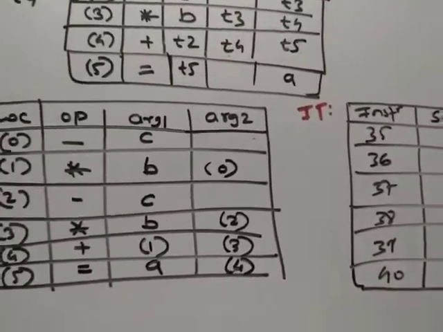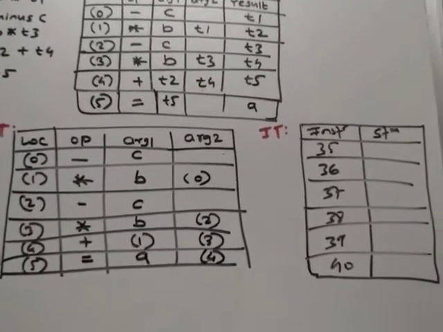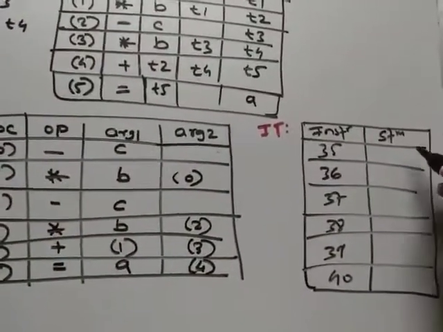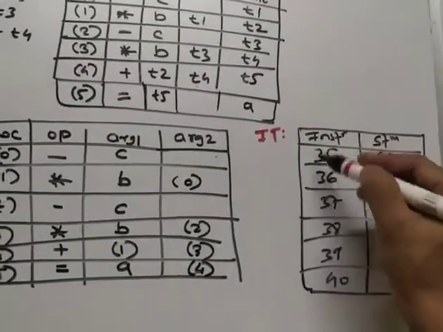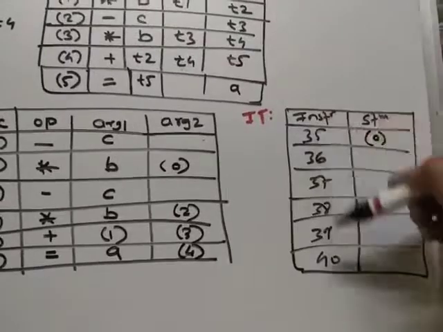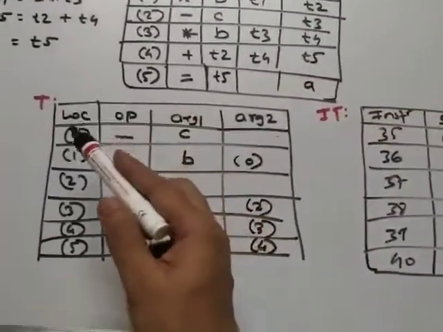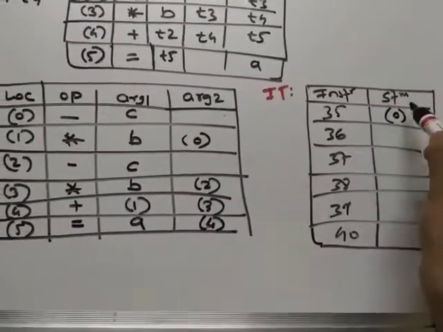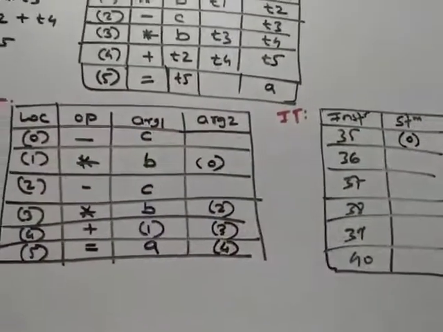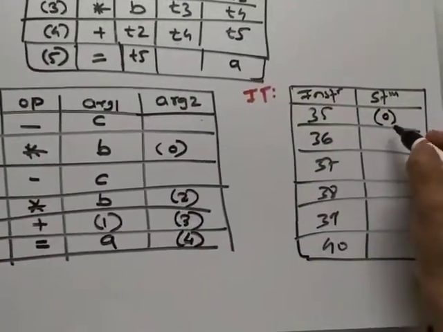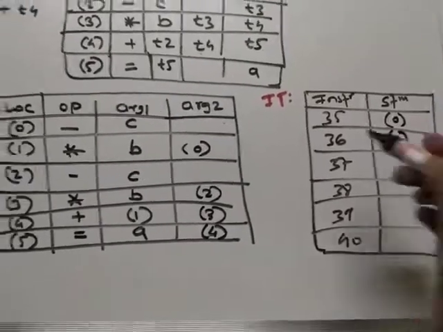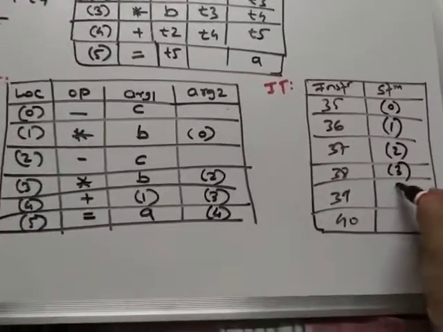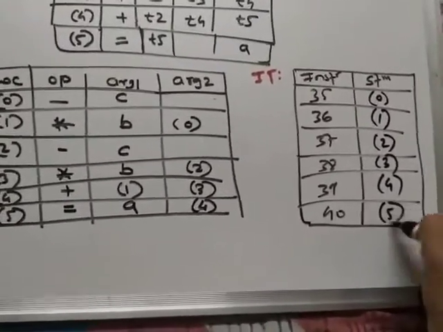Now what statement is stored? The indirect triple will hold pointers to the triple locations or triple statements. So triple statement location 0 will be stored at address 35. This is nothing but an array of addresses or array of objects, and each object is pointing to the entry present in the triple table. So location 35 will be pointing to statement 0 in the triple table, the 36 instruction will be pointing to record 1 of the triple table, 37 to record 2, 38 to record 3, 39 to record 4, and 40 to record 5 of the triple table.